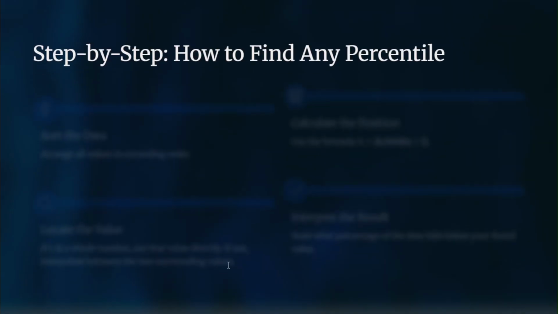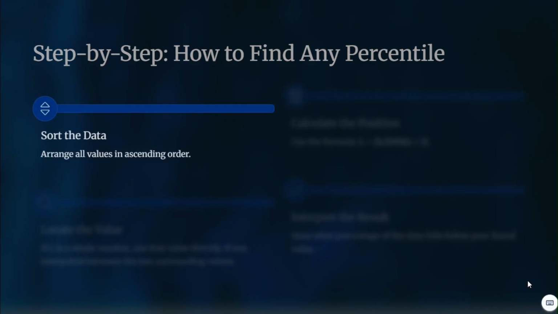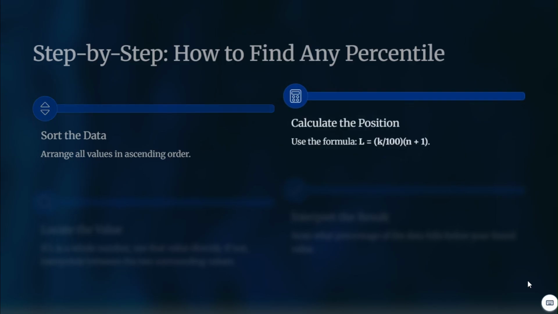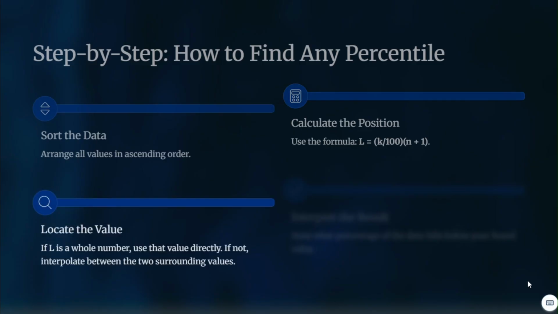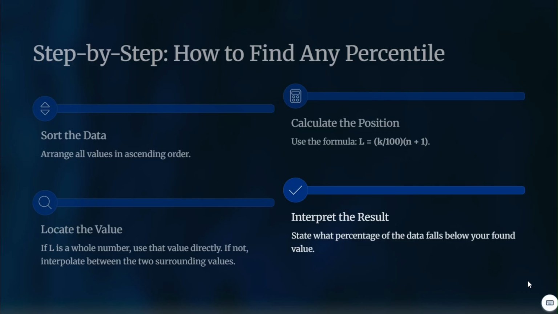So here's a step-by-step on how to find any percentile. First, you'll need to arrange all values in ascending order from smallest to largest. Then you'll use the formula L equals k over 100 times n plus 1, where k is the percentile and n is the number of values. Then you'll locate the value. If L is a whole number, use that value directly. If not, you'll need to interpolate between the two surrounding values in order to find the exact answer. And finally, state what percentage of the data falls below your found value.